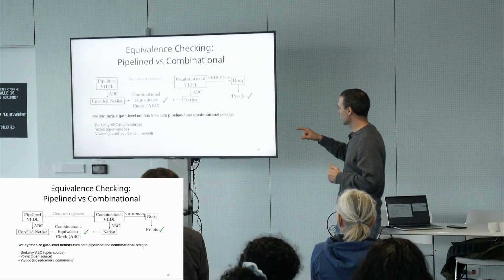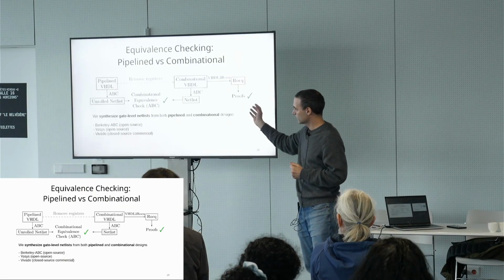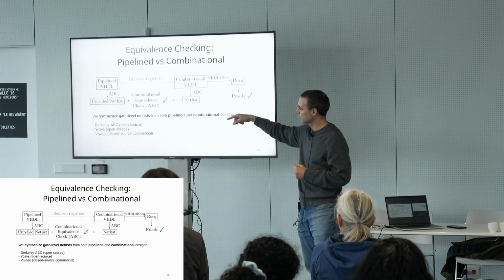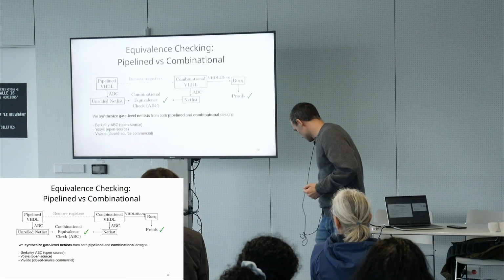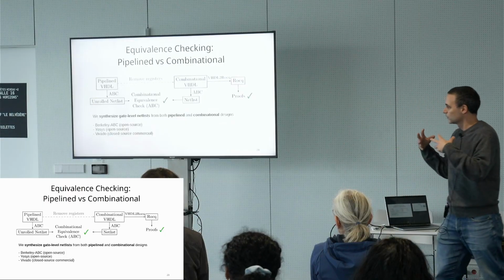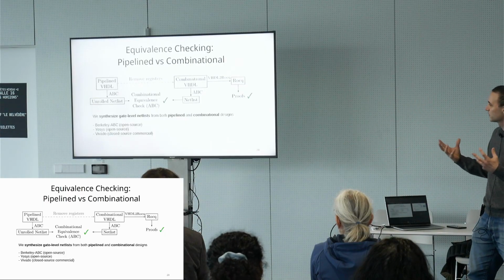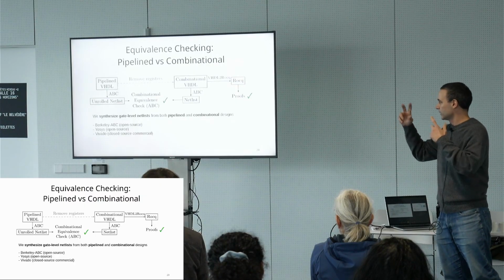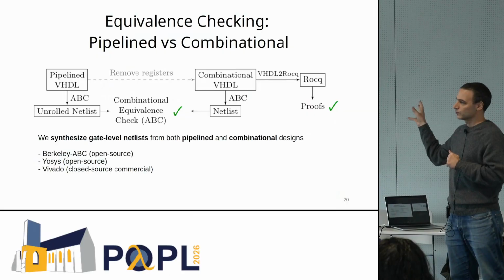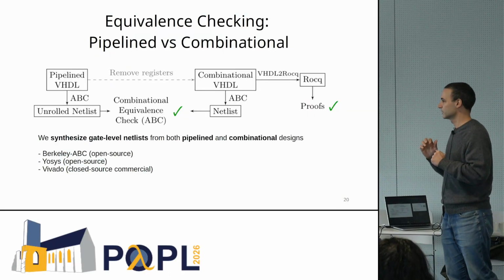And the combinational design, we also synthesize it to a netlist and then check with ABC or also Yosys and other tools. We check their equivalence. And this is how we establish this is satisfactory for us. So we think that then the pipeline design is equivalent to the combinational design. And then with our translator, we go to Rocq and write proofs and so on.